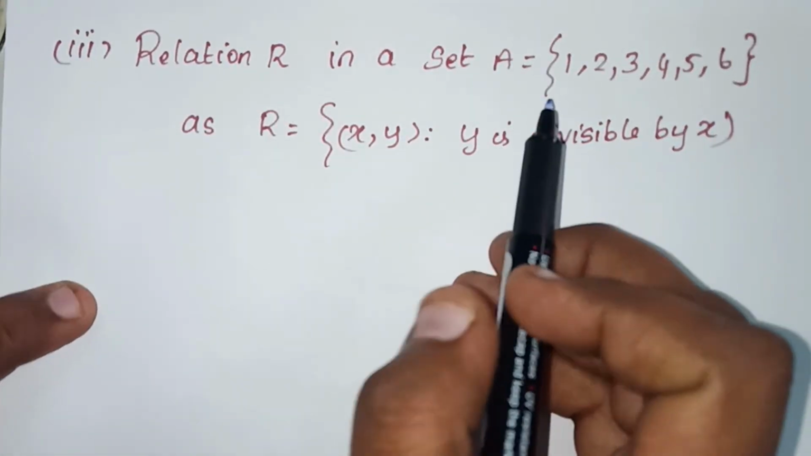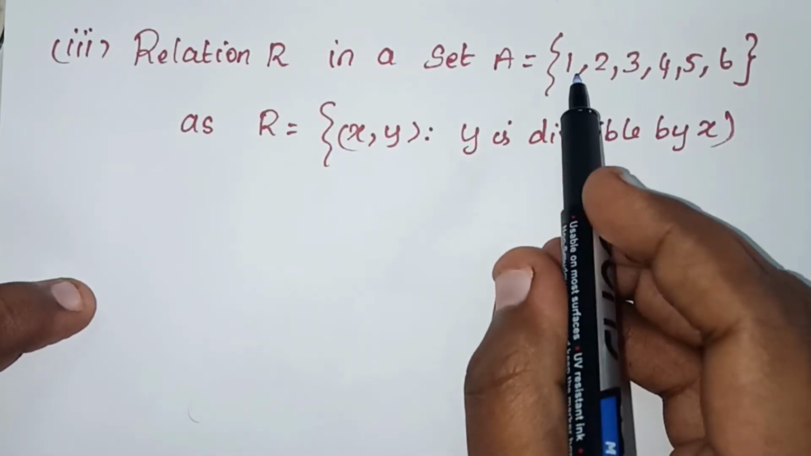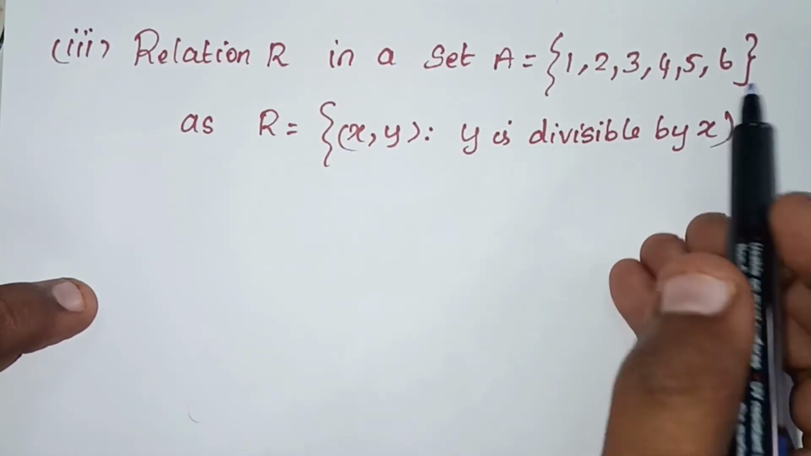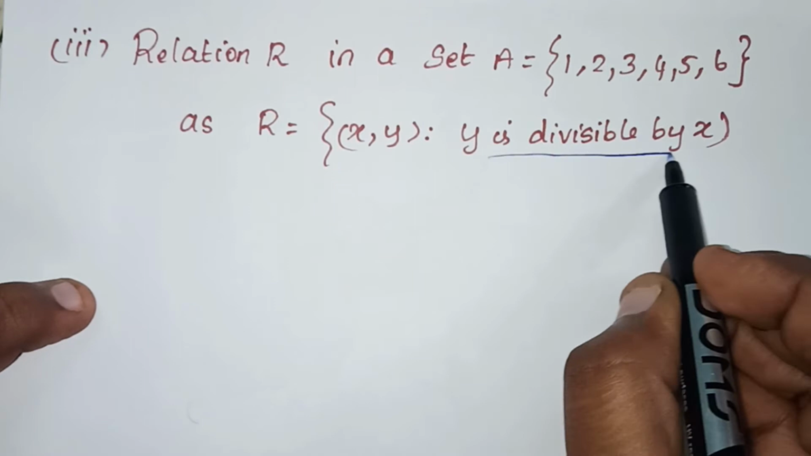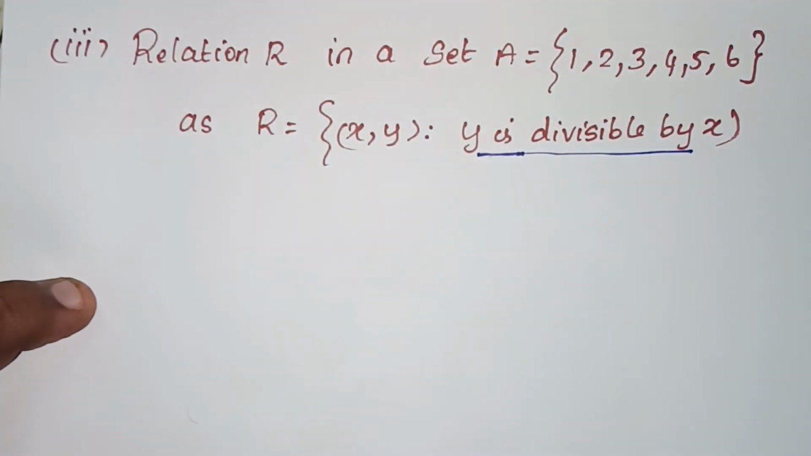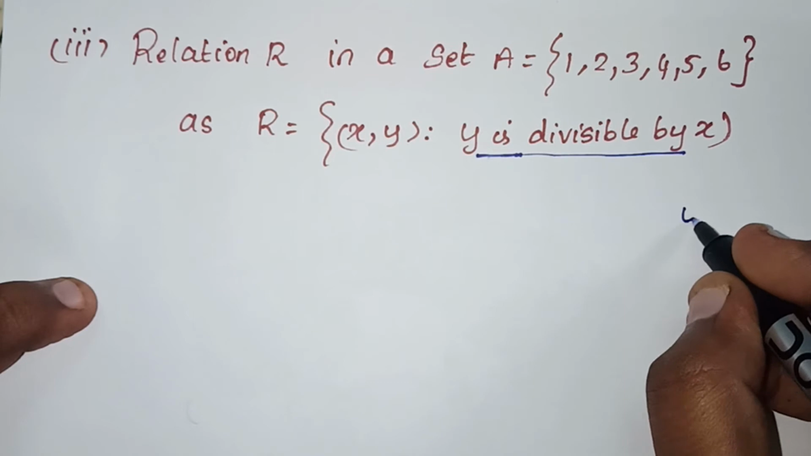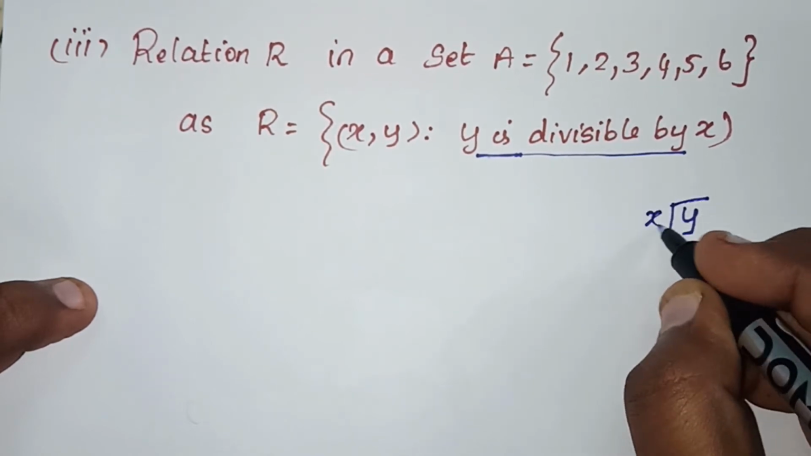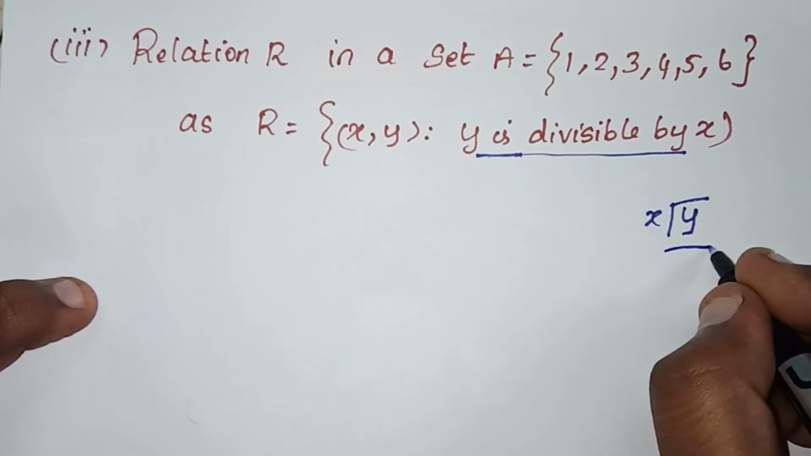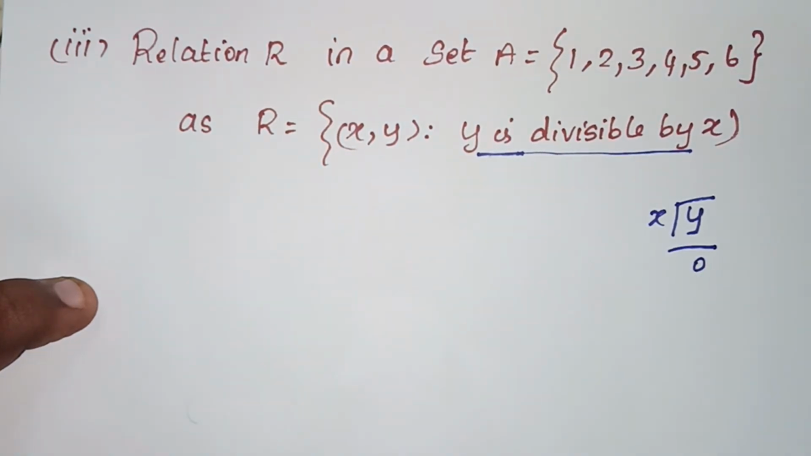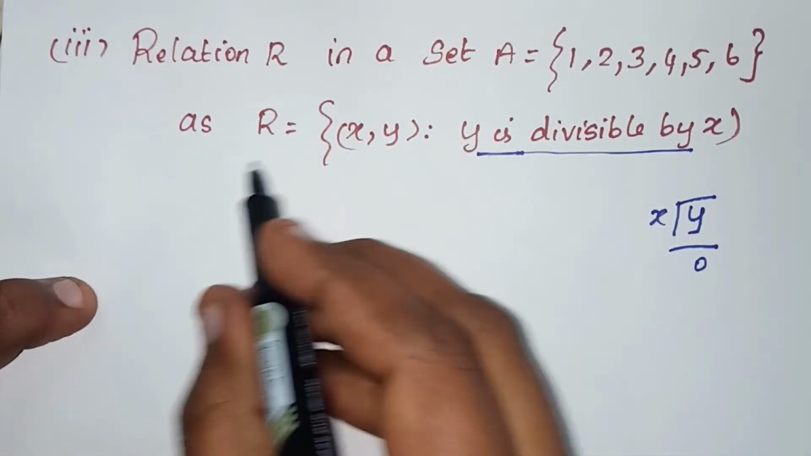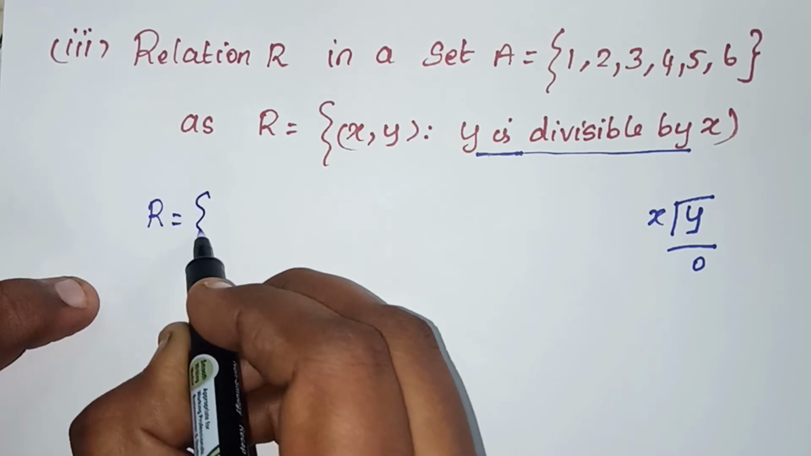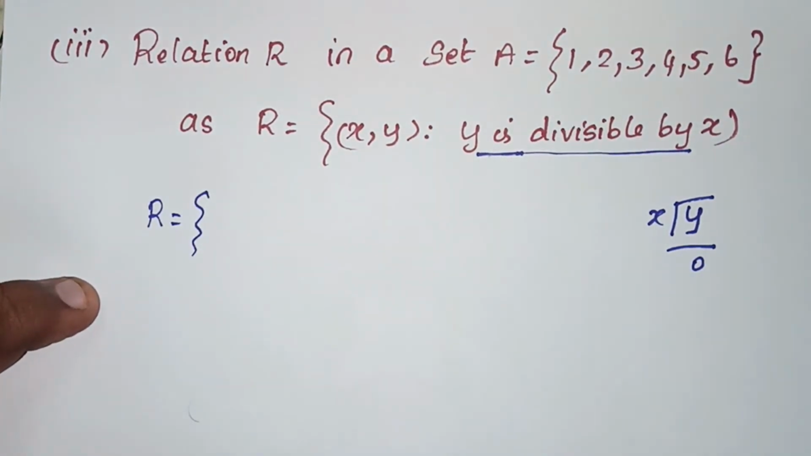Next, we will see the third part in the first question. Relation R in a set A. Given set A consists of 1, 2, 3, 4, 5 and 6. The relation is given as x comma y where y is divisible by x. What does y is divisible by x mean? While dividing y by x, the remainder should be 0. It is completely divisible. So that is the relation. Okay. So we need to write the relation set. First we need to take the elements in set A one by one.